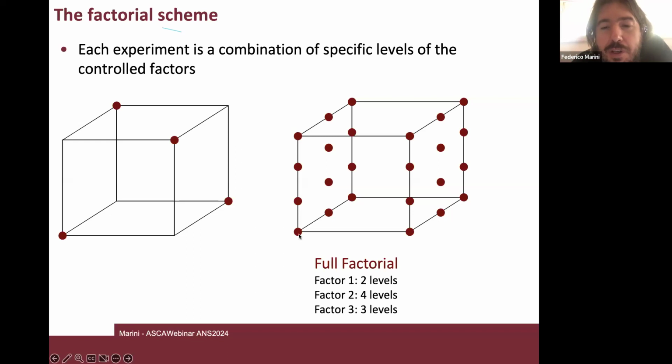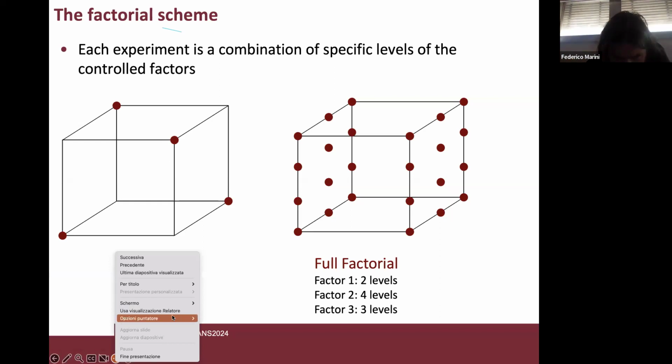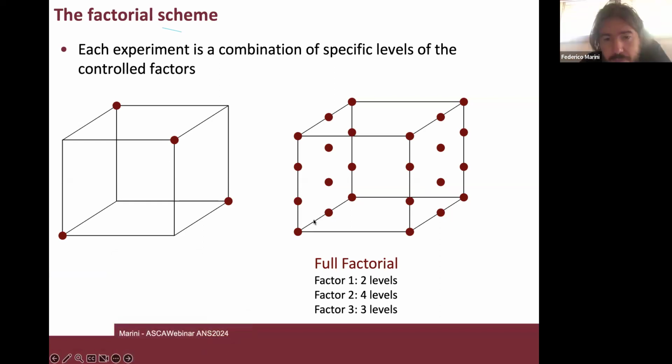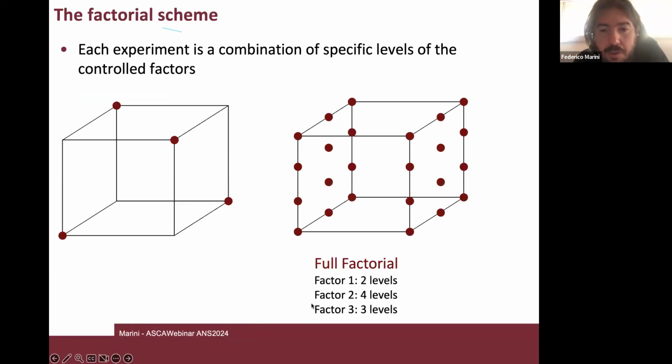So I can carry out an experiment like the one, I don't know if you can see it, I put the... No, it's not visible, sorry. Okay, but so this experiment of the lower left corner of the cube here represents the experimental domain. That is the combination of the range of factor 1, the range of factor 2, and the range of factor 3 here.